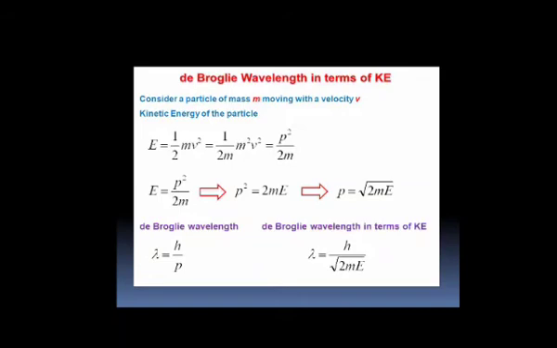If you shift the term, you will get p square is equal to 2mE, or p is equal to square root of 2mE. Substitute this value in the de Broglie wavelength, that is lambda is equal to h divided by p. So we will get lambda is equal to h divided by square root of 2mE. This is the expression for de Broglie wavelength in terms of kinetic energy.